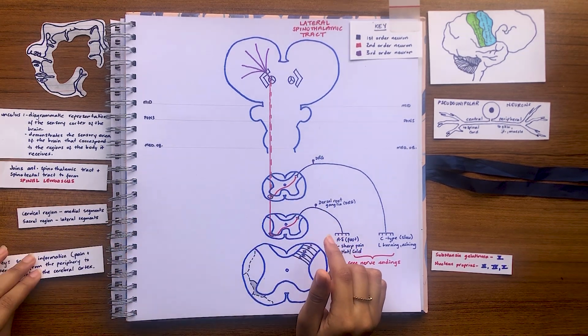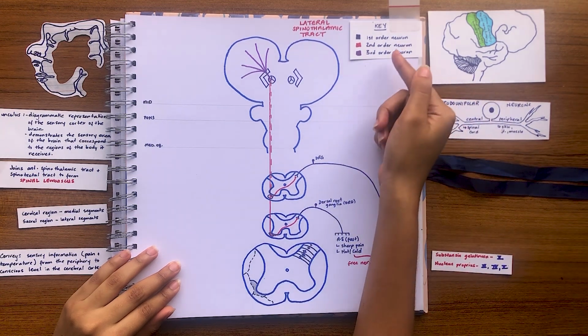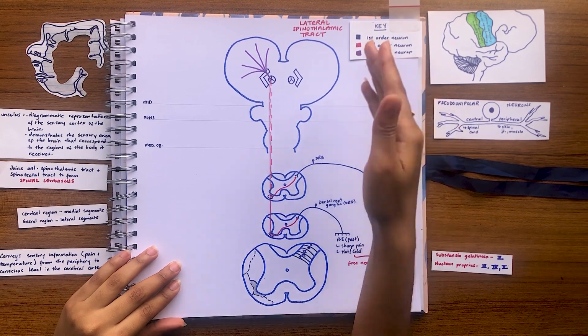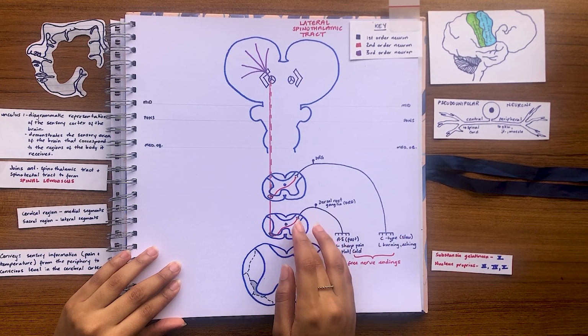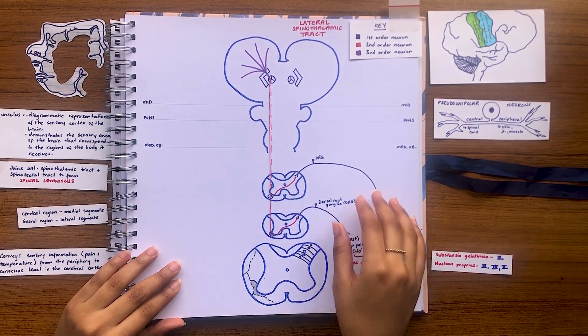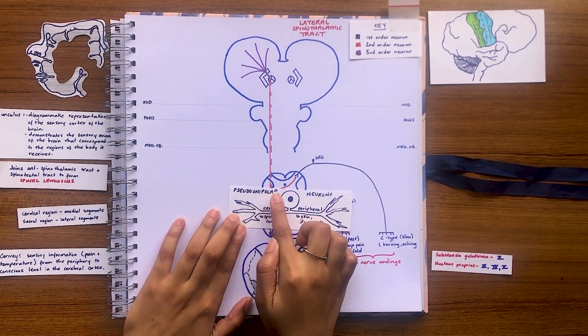Now we know that the lateral spinothalamic tract consists of three neurons: first order neurons, second order neurons, and third order neurons. In this diagram, the first order neurons are in blue, the second order neurons are in red, and the third order neurons are in purple. These neurons are referred to as pseudo-unipolar neurons.